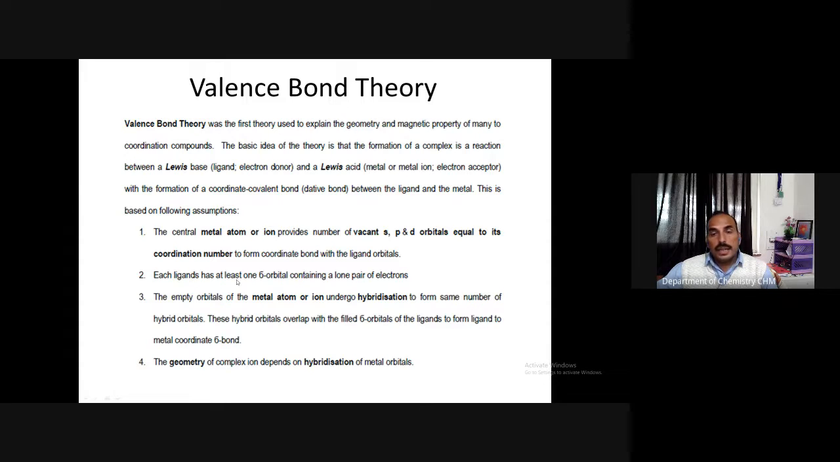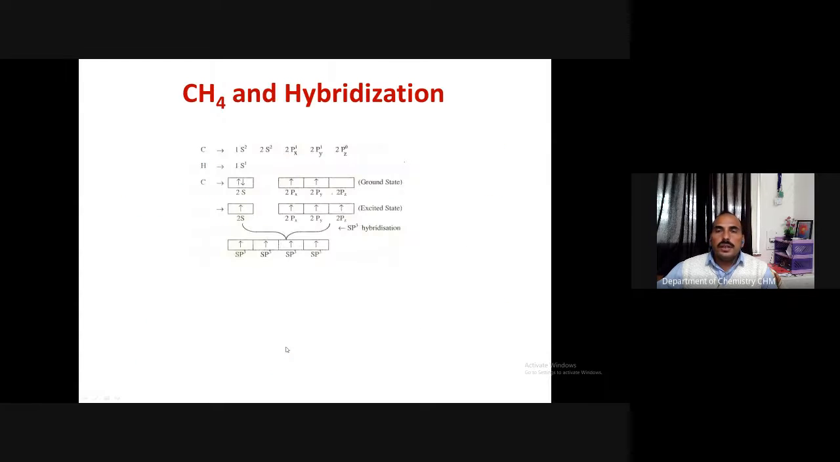Then each ligand has at least one sigma orbital containing a lone pair of electrons. Then only it is a ligand, right? The empty orbitals of the metal atom or ion then undergo hybridization to form the same number of hybrid orbitals. Okay. So this is the concept that we will be discussing in the next slide also. The hybrid orbitals overlap with the filled sigma orbitals of the ligands to form ligand to metal coordinate bonds. Fine. The geometry of the complex depends on the hybridization of the metal orbitals. Right? Whatever the hybridization, depending on that, that will be the geometry. I'll come to that. I just wanted to make you a little clear on this concept of hybridization.